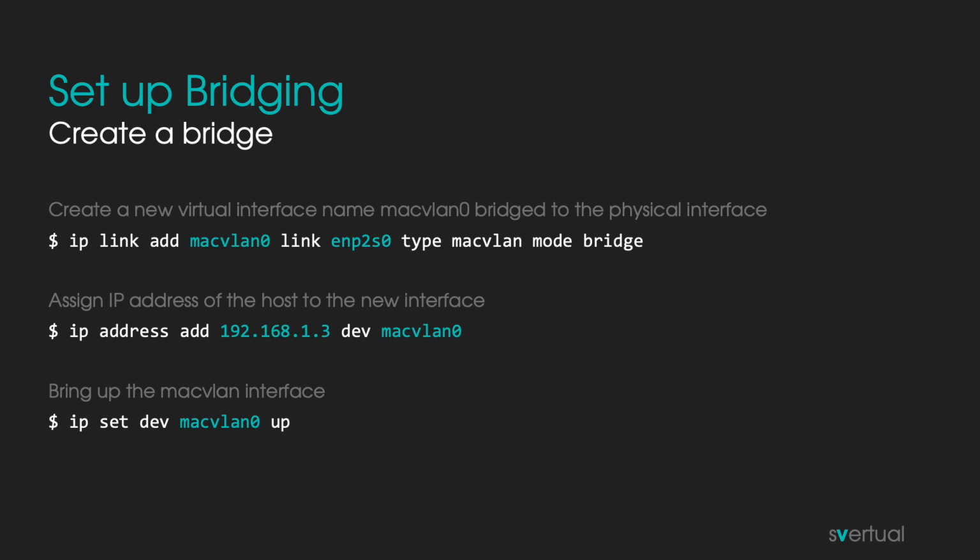So with the ip link add command, you have now created a new macvlan0 interface that is bridged to the enp2s0 interface, whose name we got by looking at the ip route output earlier. The next step is to assign the host's IP address to the macvlan interface, and you can do that with the ip address add command. Finally, we will bring up the macvlan interface by issuing the ip link set dev macvlan0 up command as shown below. And that's it, your macvlan is up.